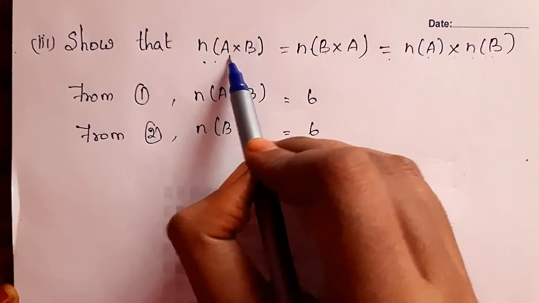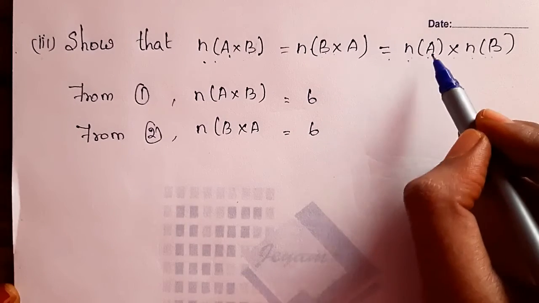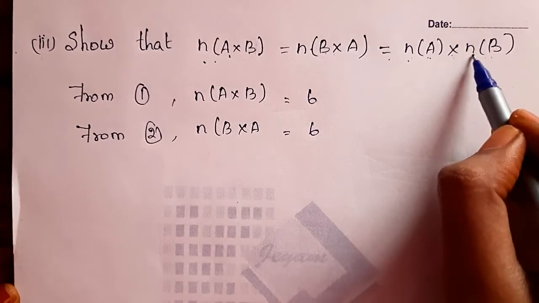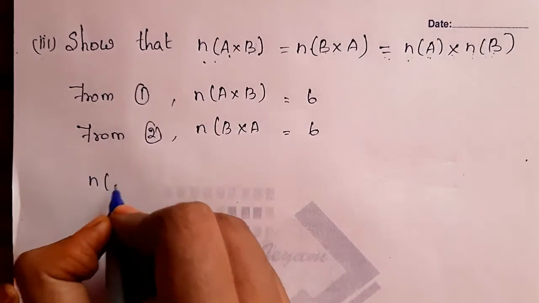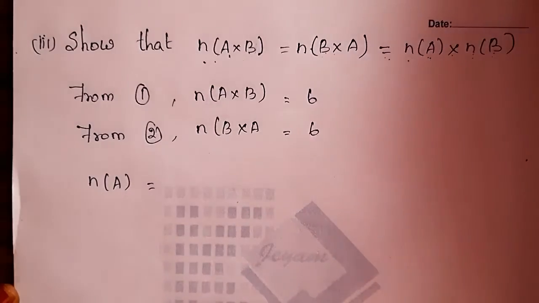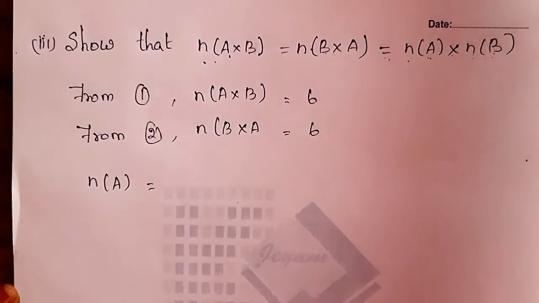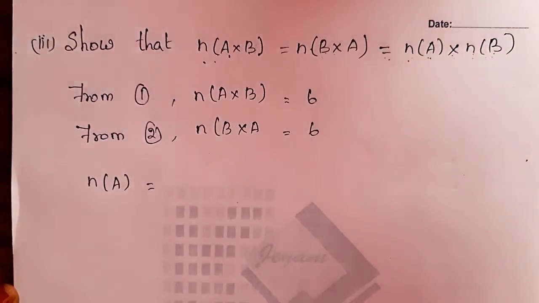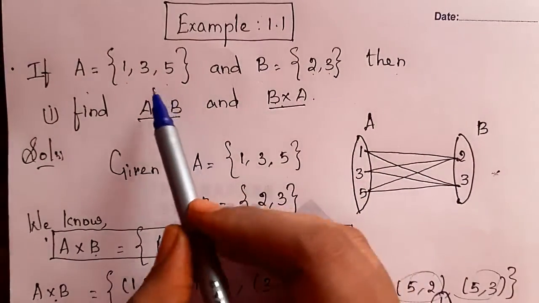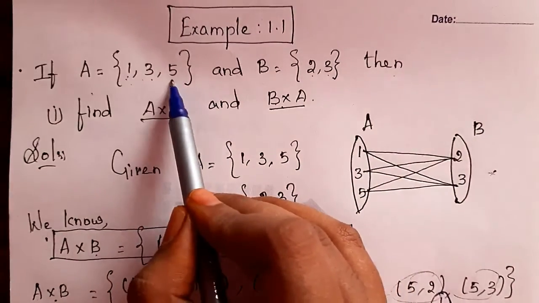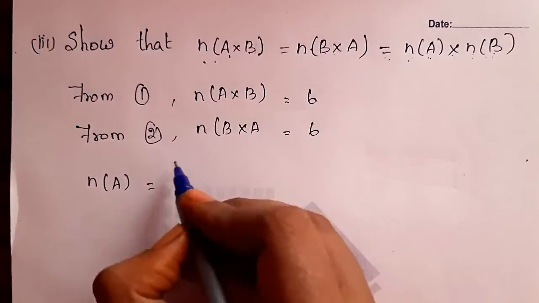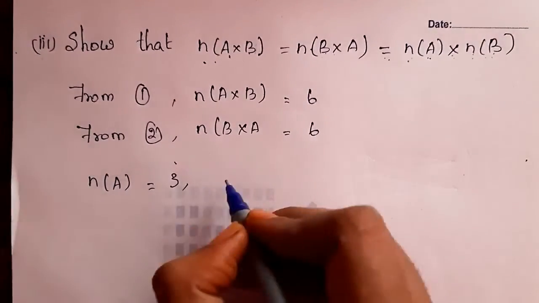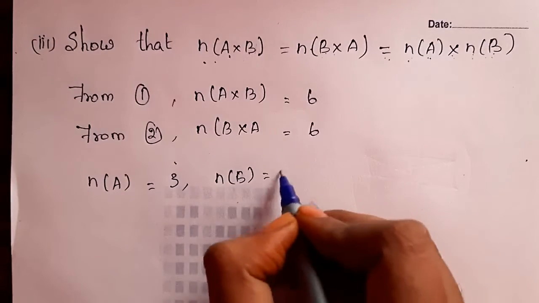Also we have to prove that n of A times n of B is the same. So first we have to find out what n of A is, that means the number of elements in A. How many elements in A? You can check it now. 1, 2, 3 elements in A, 2 elements in B. So n of A is 3, n of B is 2.